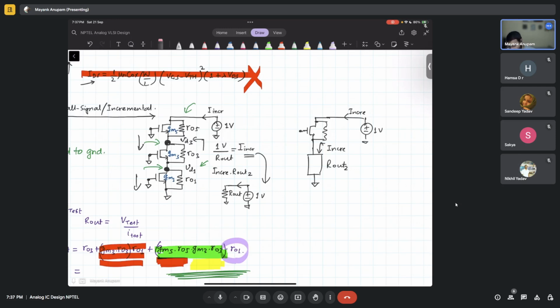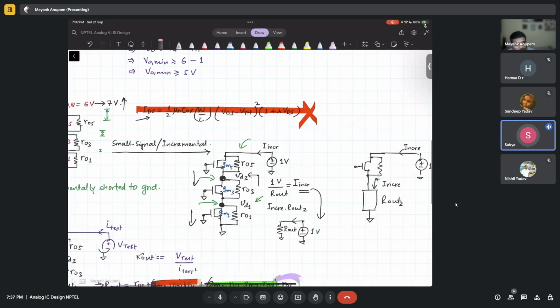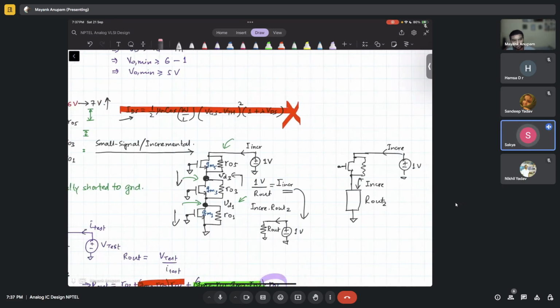No, think about it and try to solve it. What you have drawn is basically a voltage divider circuit, right? Yes, it's a voltage divider only.